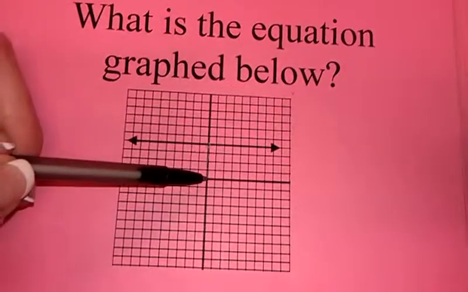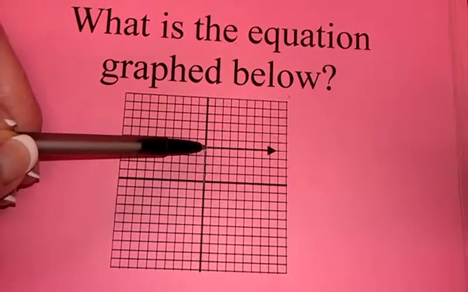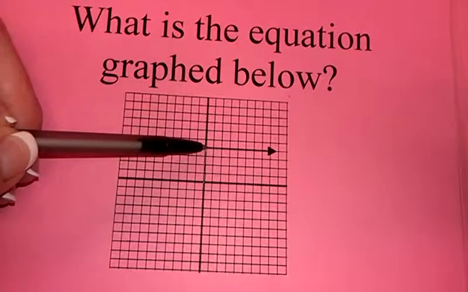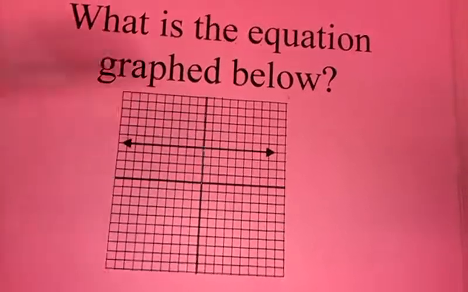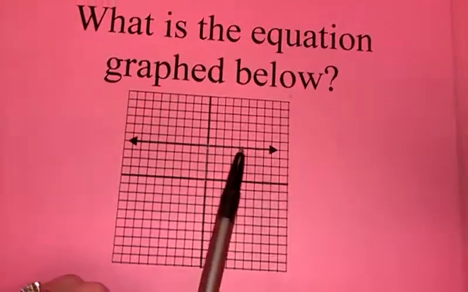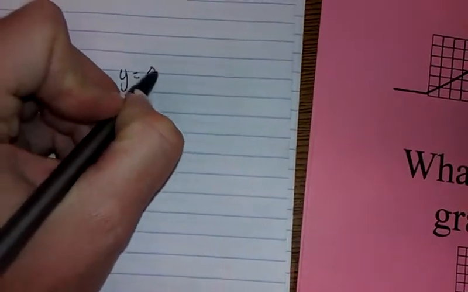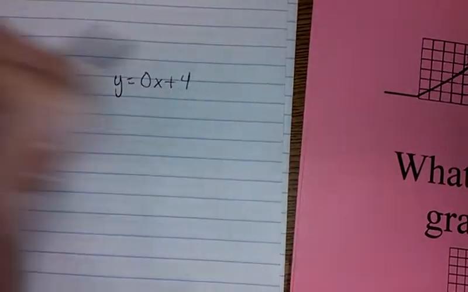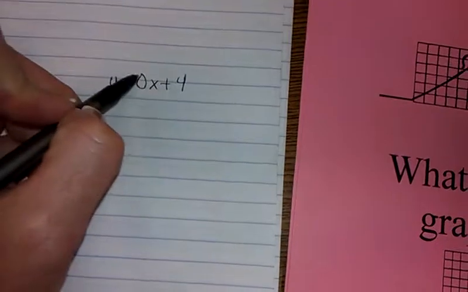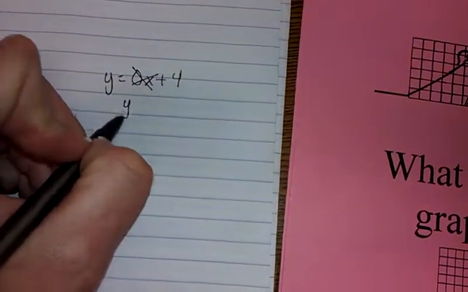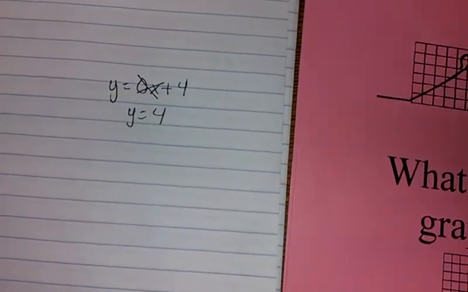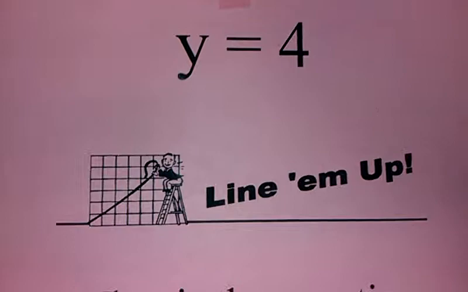To find the equation, I'm going to go up 1, 2, 3, 4. I'm going to go to the y-intercept. The y-intercept is 4. Okay, so when it's a horizontal line, the slope is 0. So we have y equals 0x plus the y-intercept, which is 4. Well, 0 times x, well, that's 0. So the equation ends up being y equals 4. So right here, if you were doing this circuit, you would go to the next card that said y equals 4.